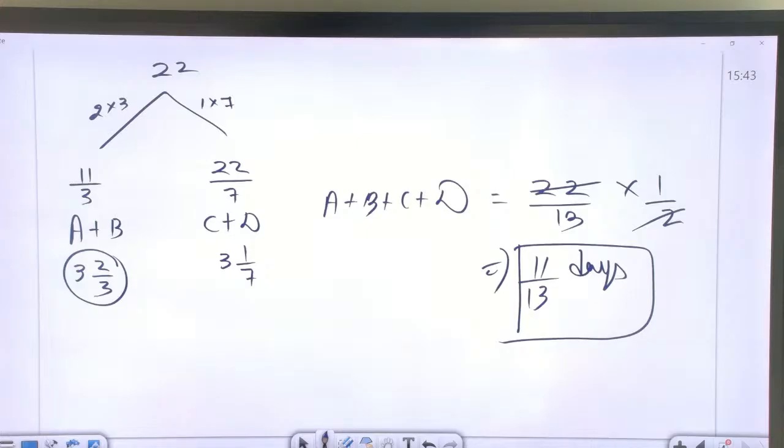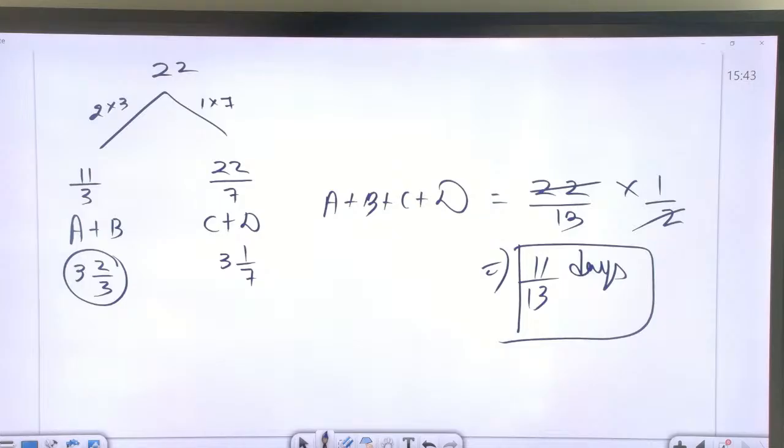Done or not? Getting it? Shall we move to the next one? Please write the solution of each and every question. And in time and work, you must know how to find out the LCM of the fraction, because you will get this type of situation every time. Okay? Write the next question, please.